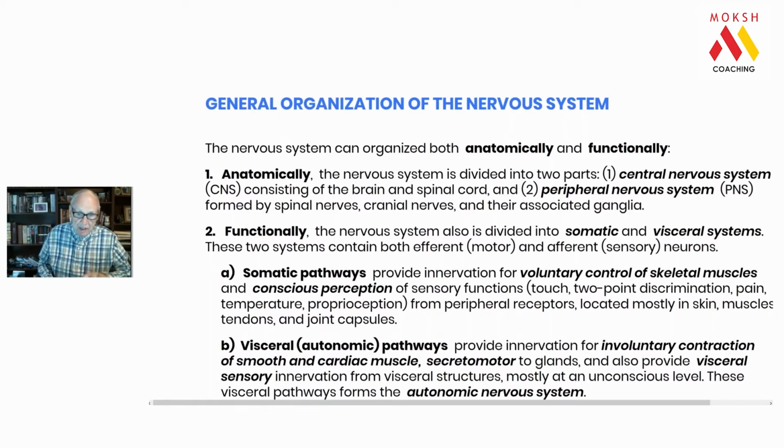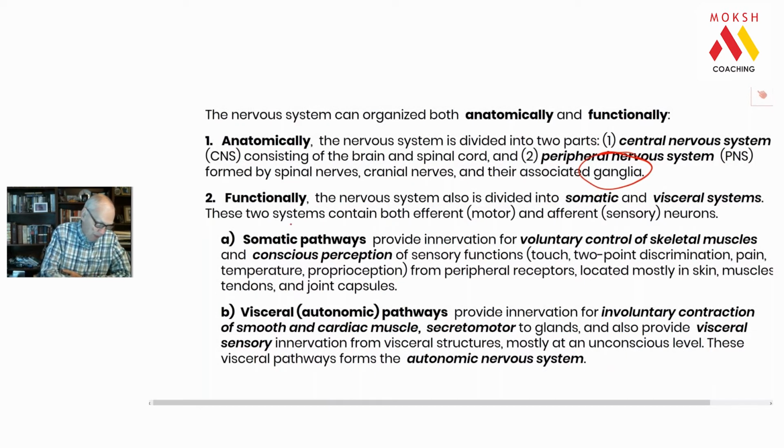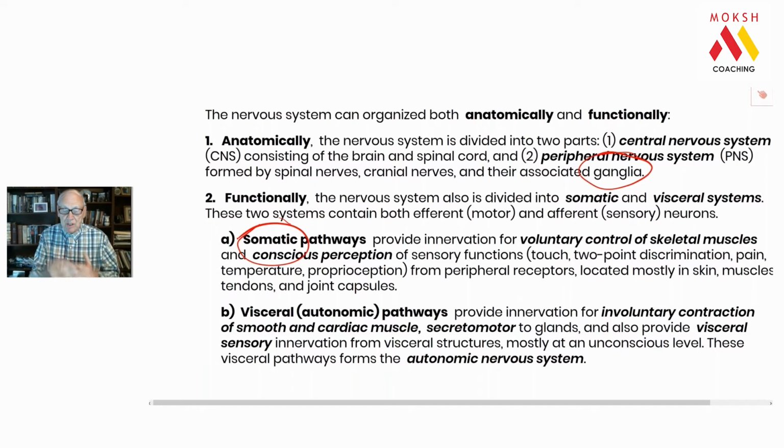And a reminder, in the peripheral nervous system, don't forget that includes ganglia. So don't let that slip by. And then from a functional standpoint, notice we have two subdivisions again. Of course, that's somatic and visceral. We talked about these last week. Somatic are those sensory or motor pathways, circuits, that allow us to have conscious knowledge of movement or conscious knowledge of sensory input. Somatic motor, of course, is just the voluntary control of skeletal muscles.